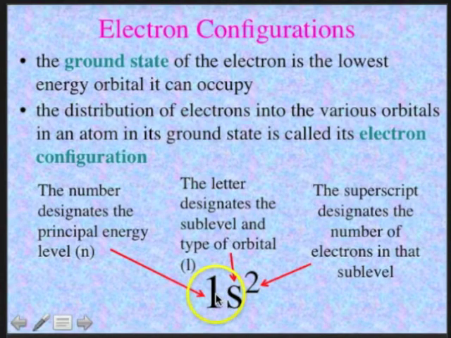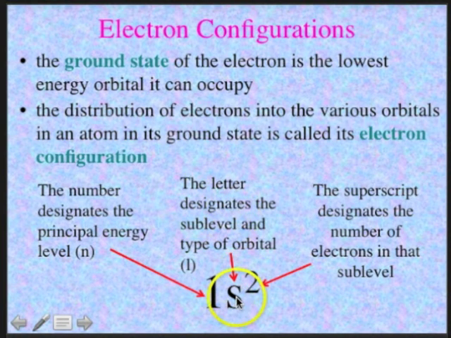The number 1 designates the principal energy level 1. The letter s designates the sublevel. So it's the s orbital, where l, the quantum number l, equals 0. The subscript designates the number of electrons in the sublevel. In this case, for helium, we have 2 electrons in this 1s orbital.